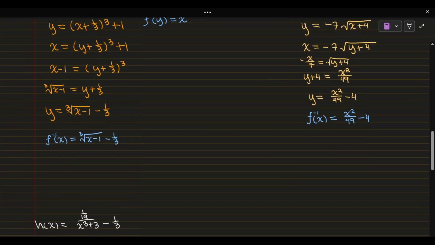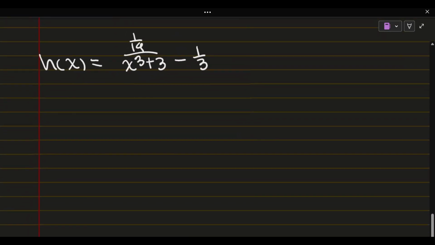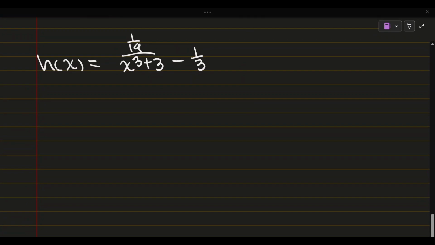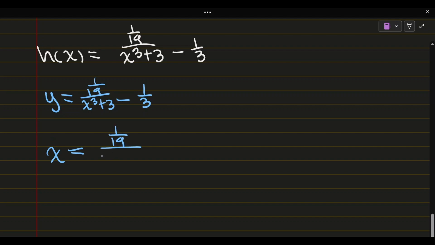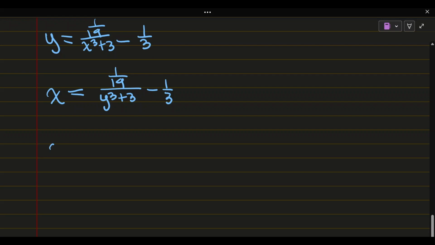Okay. And then our last example, h of x is equal to 1 over 19 (x cubed plus 3) minus 1/3. Let's take a look at this. So I need to write y equals 1 over 19 (x cubed plus 3) minus 1/3, and then swap x and y. So I have x equals 1 over 19 (y cubed plus 3) minus 1/3. How about I just add 1/3 to both sides? So x plus 1/3 equals 1 over 19 (y cubed plus 3).